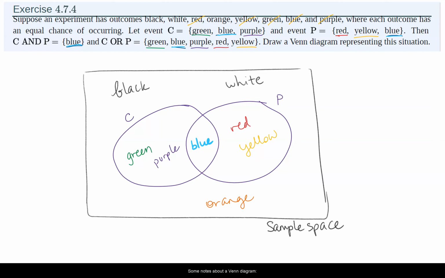Some notes about a Venn diagram. It does not matter how big your circles are compared to how big your sets are. The size of the circle does not indicate the size of the set. Also, it doesn't matter where you put the objects in your set, as long as they are in the appropriate regions. So black, white, and orange can be anywhere in this outer rectangle. Green and purple can be anywhere inside set C, as long as they're in C and not in the intersection. Similarly with red and yellow being in P. And that's our Venn diagram for our experiment.